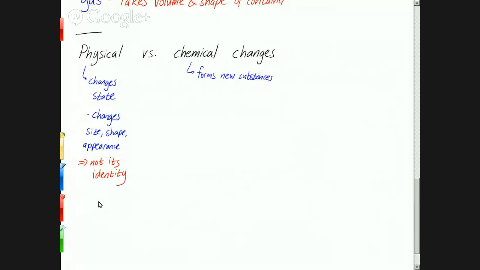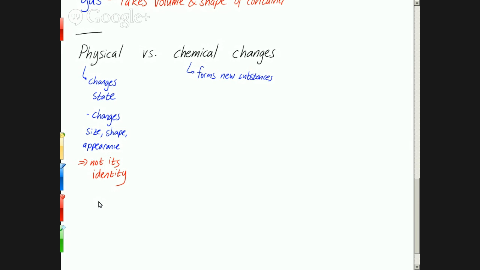Examples of chemical changes. For example, water to ice, yeah. Water freezes, you still have water, it's just in a different form. Now it's becoming ice. What about cutting paper into confetti? Is that a physical change or a chemical change? It's still paper regardless. Yeah, it's still paper, right? You don't change the identity of it.